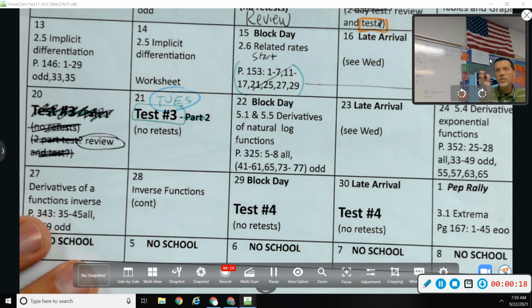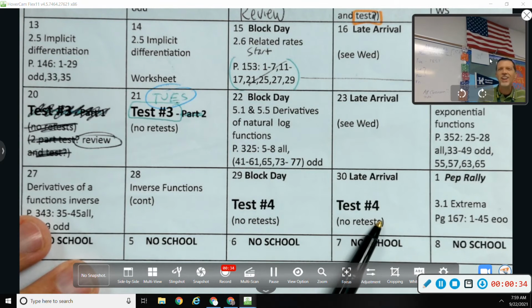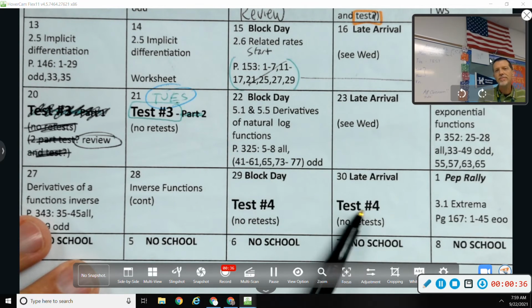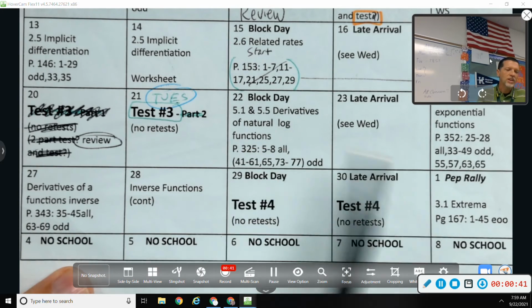The good news is... What is the good news about that? This one doesn't really fit that criteria. This one's short so that we can fit one more test in before the end of the 9 weeks. Inverses are kind of a pain, but logs and exponents.